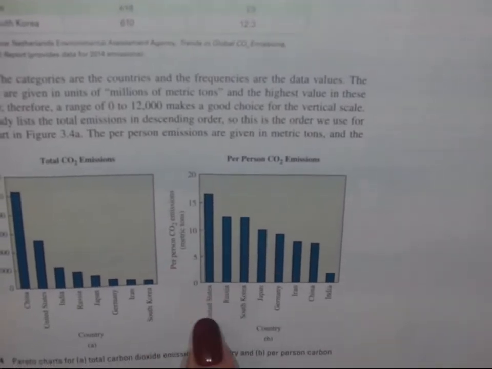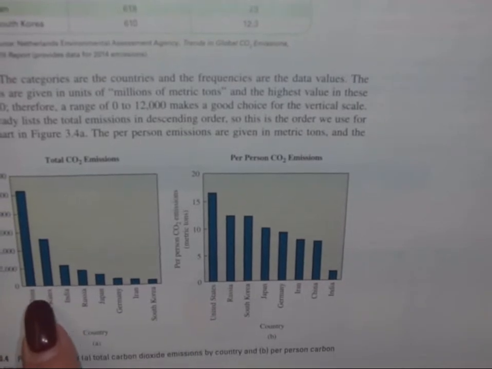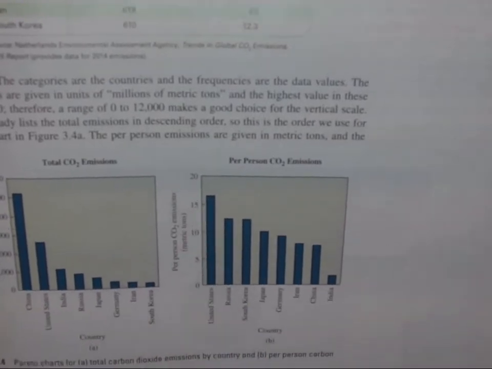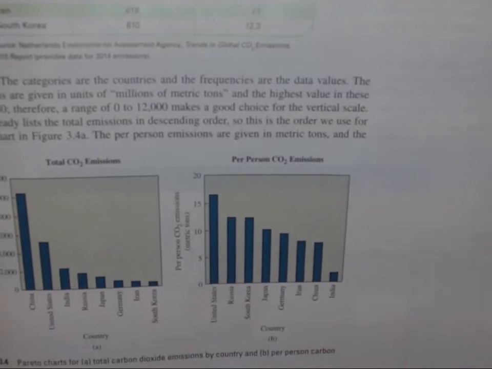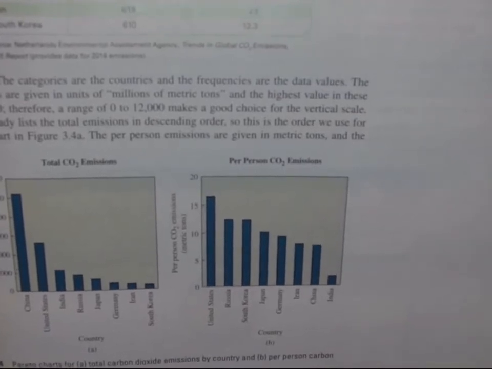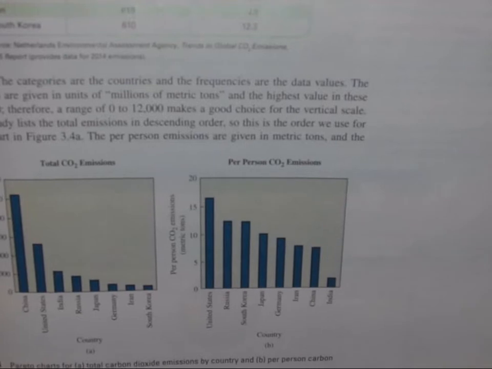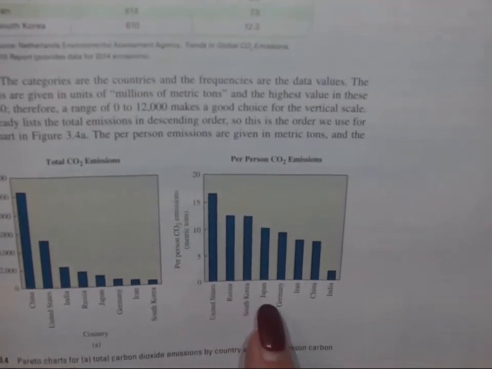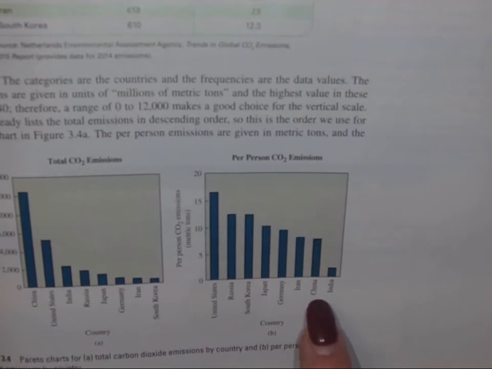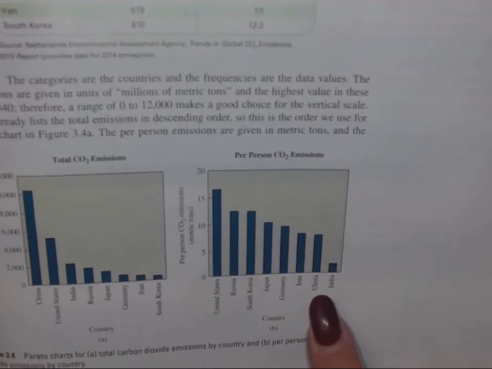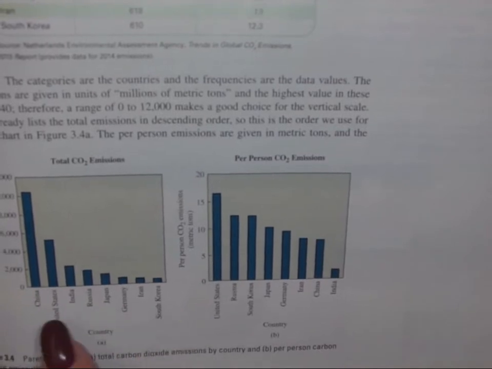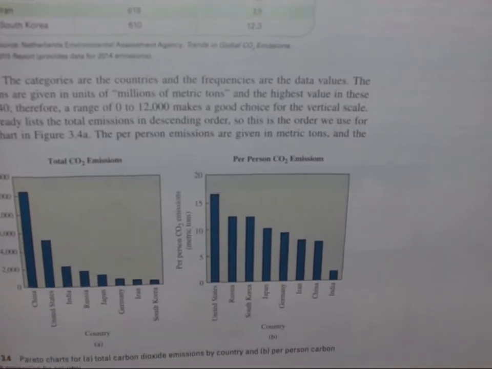So per person, United States was second here, but per person, we are first. We have the highest rate of carbon monoxide, or carbon dioxide, sorry, emissions. Okay, CO2. Okay, then Russia, then South Korea, then Japan, then Germany, then Iran, then China's way down here. Okay, when we looked at it earlier, these 8 countries or so, it was first, and it does put out the most.